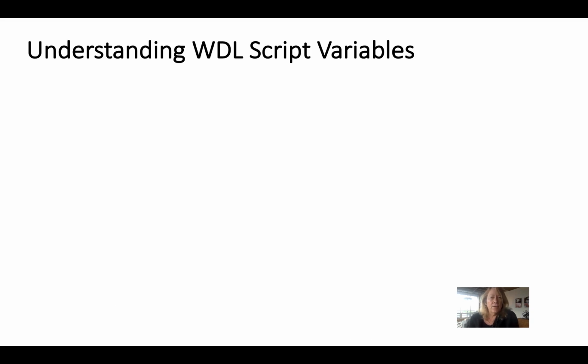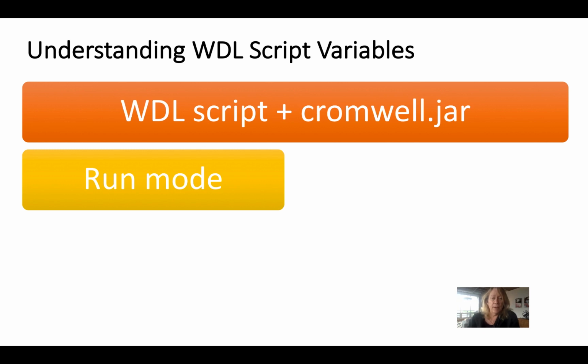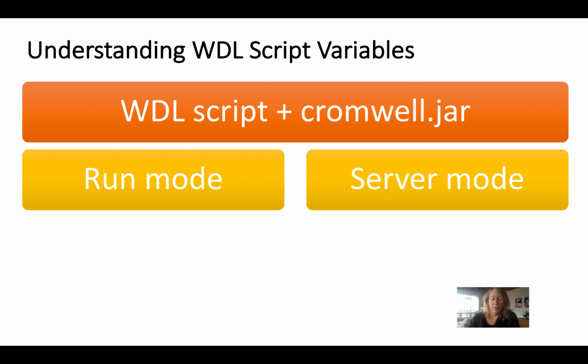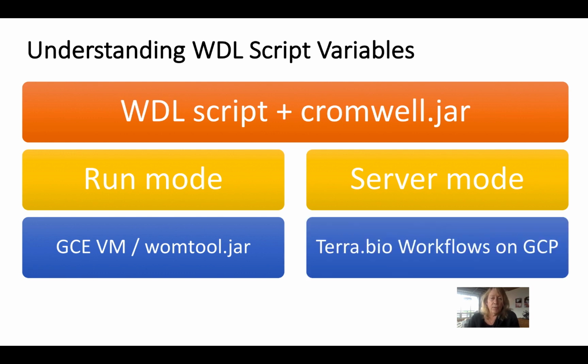So as we're thinking about understanding WDL script variables, we're going to, of course, be using our script and our Cromwell jar utility. And we'll have run mode or server mode. In run mode, we'll be using our GCE VM, and we'll be using WOMtool a little bit differently here. And then we'll be working with Terra.bio workflows on GCP. So let's start with our VM.